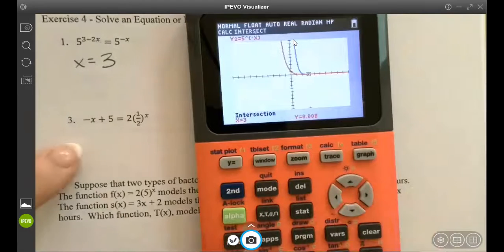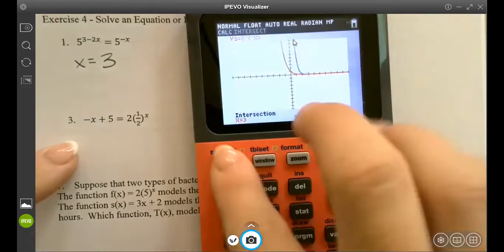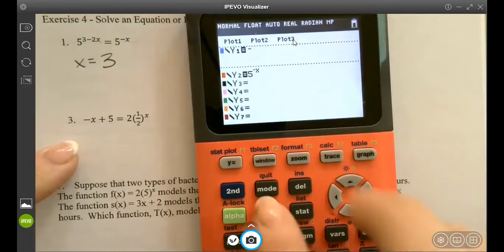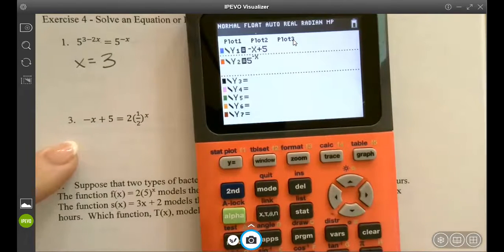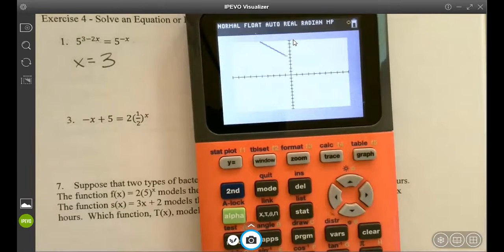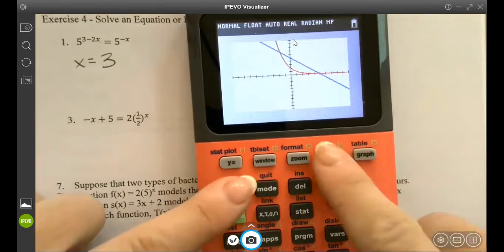Okay. I'm going to do the one right below it, since my calculator's covering up everything else. We're going to have negative X plus 5, and then we're going to have 2 times 1/2 to the X. I'm going to graph it. Hopefully I can see the intersection. If not, I'll play around with it and find it. There's your first side. There's your second side. What do you notice on this one? Crosses twice. So how many answers should there be? 2. So we're going to do second trace intersect twice.